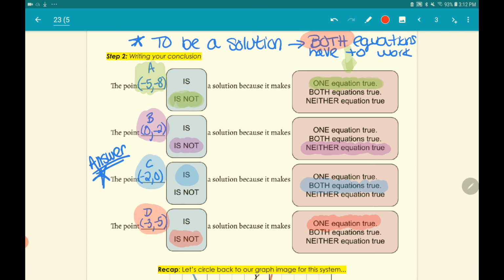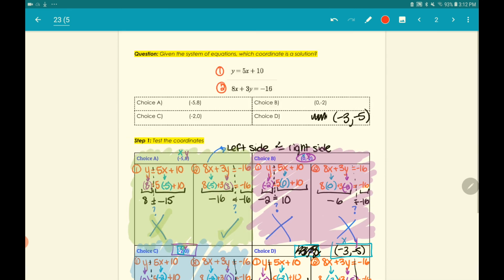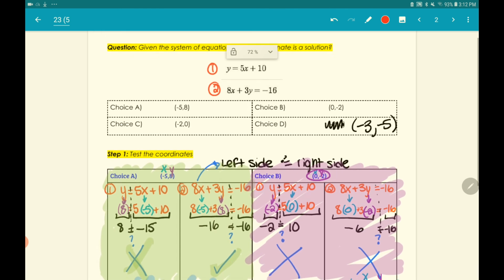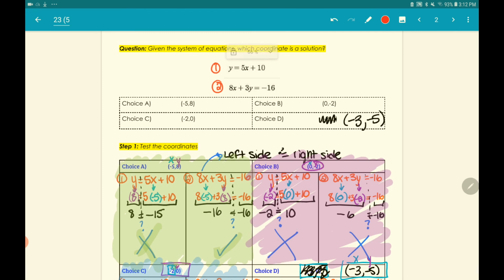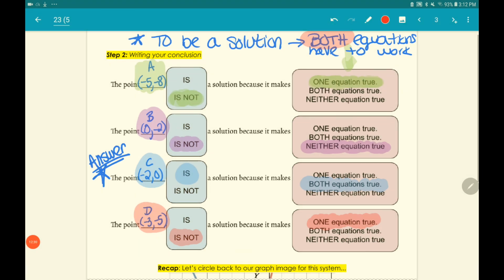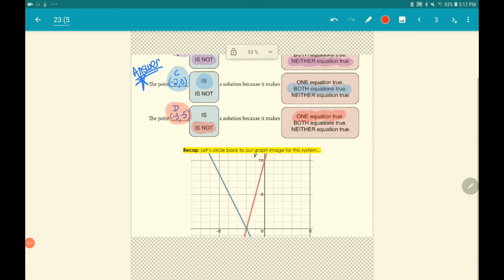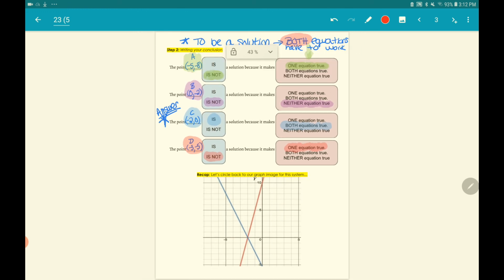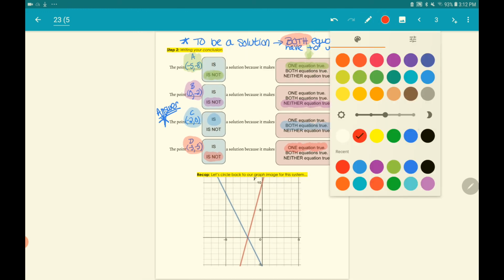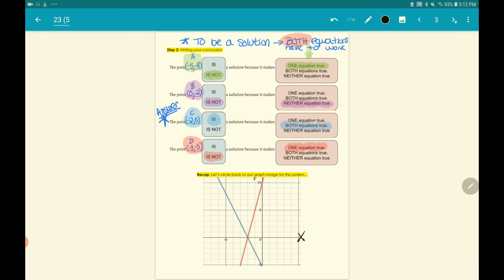All right, so if I go back to my question that was asked in the very beginning, which coordinate is a solution, we just found out that it was choice C. All right, I promise I'm almost done. I just want to quickly circle back to this image. So remember, our solution is where the points intersect. So here I have my x-axis and my y-axis, and our coordinate intersects here. That coordinate is -2, 0, which we saw here.